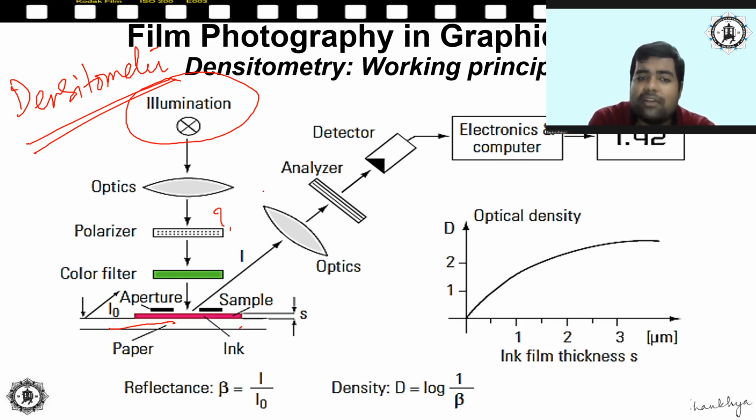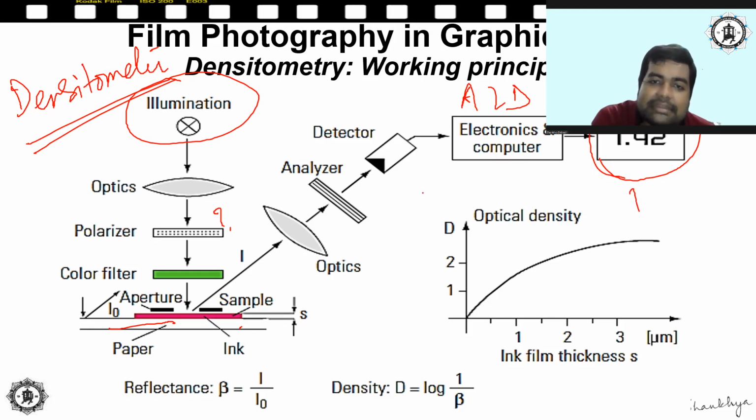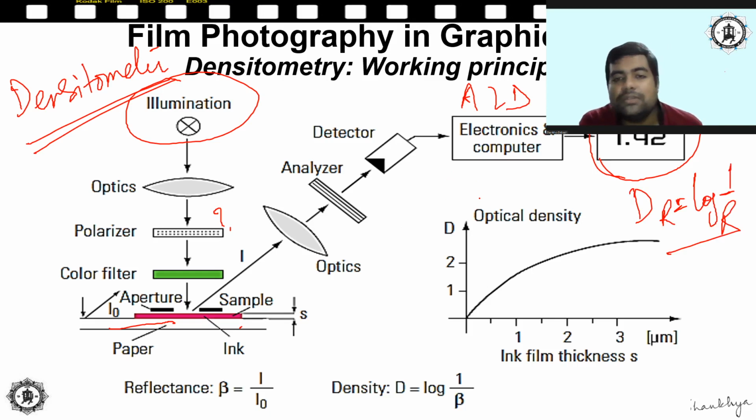Then we have a photodiode, which will receive the light and convert that light energy to electrical energy. From that, we have the A to D converter, which will convert that analog signal to a digital signal and give us some output based on that equation. Based on the equation that we had written, that D_R is equal to log of 1 by R. Using this relation, we will be able to obtain the optical density reading of the ink using your densitometer.